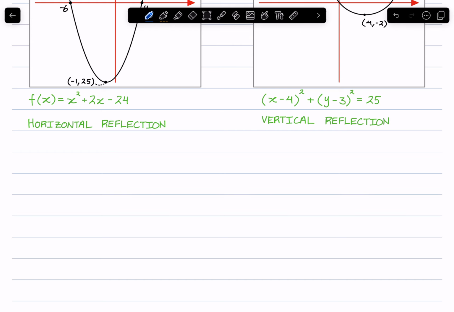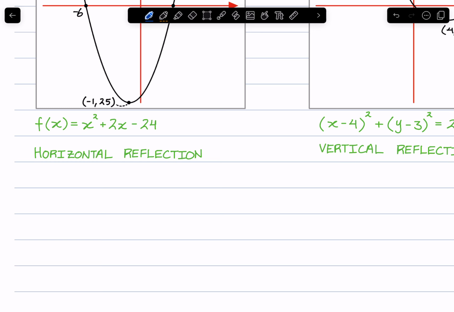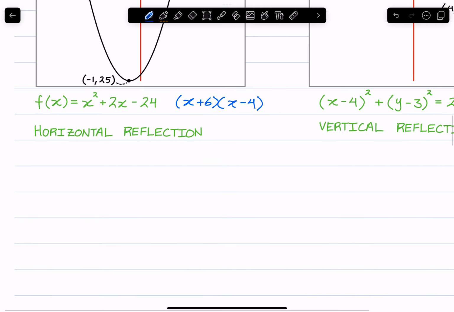Now, once again, for these sorts of expressions, best to work with a factorized version of this. So factoring this would become x plus 6, x minus 4. So f of x is this factored form that we're going to be working with. Now a horizontal reflection for this, remember horizontal reflection, we're going to let x equal minus x.